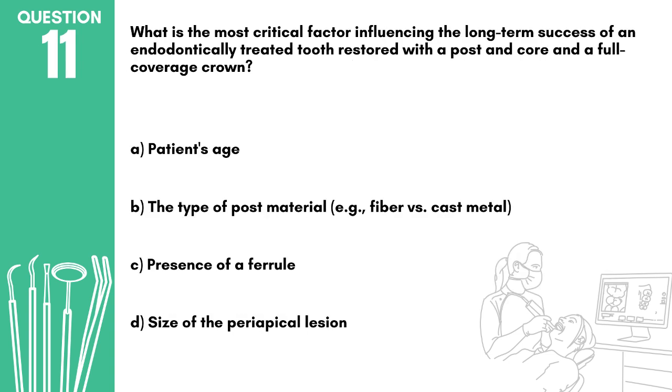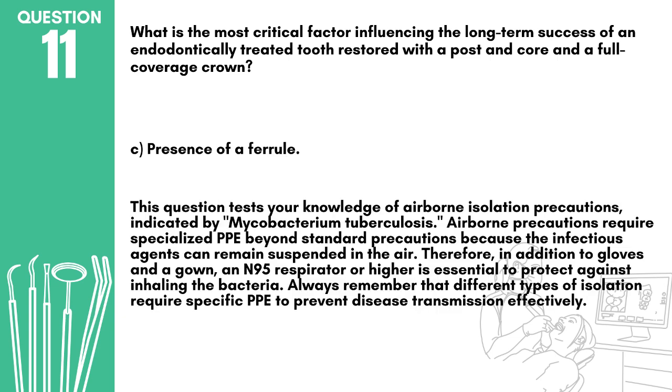Question 11. What is the most critical factor influencing the long-term success of an endodontically treated tooth restored with a post and core and a full coverage crown? A. Patient's age. B. The type of post material, e.g., fiber versus cast metal. C. Presence of a ferrule. D. Size of the periapical lesion. Answer: C. Presence of a ferrule.